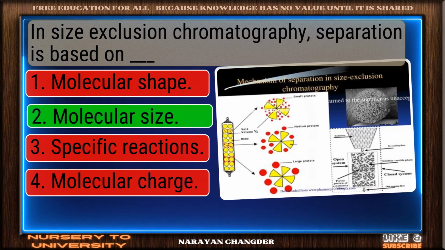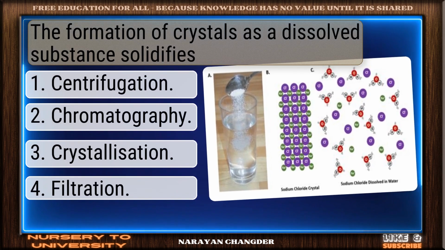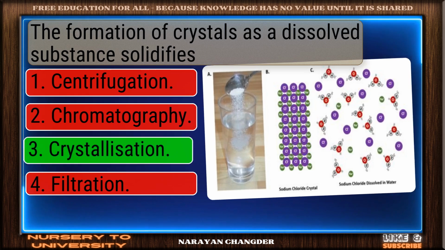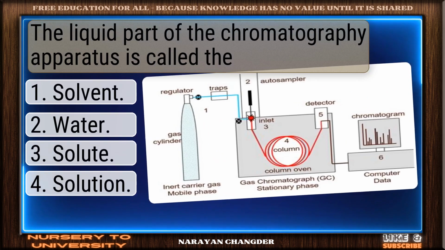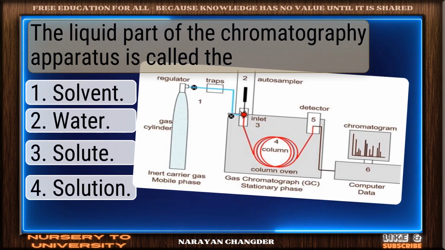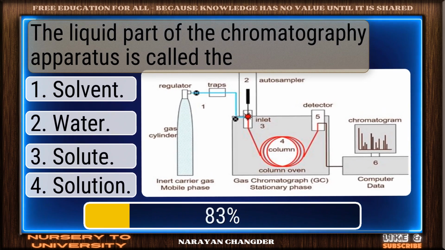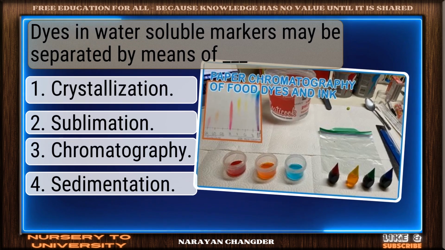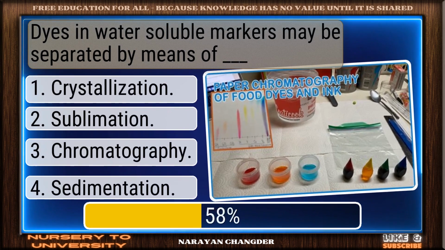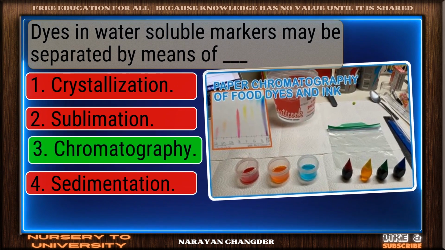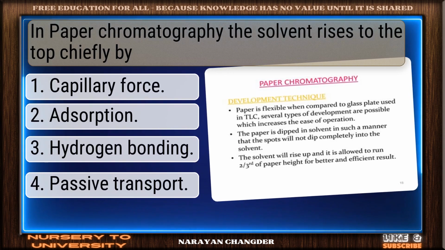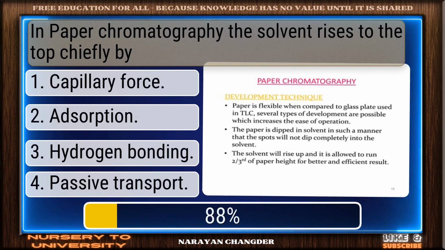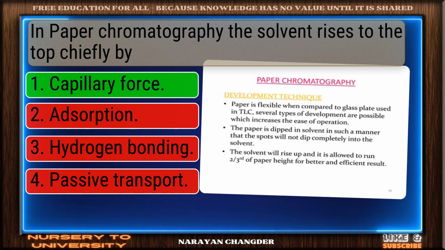Right choice, molecular size. The formation of crystals as a dissolved substance solidifies. That's it, crystallization. The liquid part of the chromatography apparatus is called the... Nicely done, solvent. Dyes in water-soluble markers may be separated by means of dash. Outstanding effort, chromatography. In paper chromatography, the solvent rises to the top chiefly by... clear and correct, capillary force.